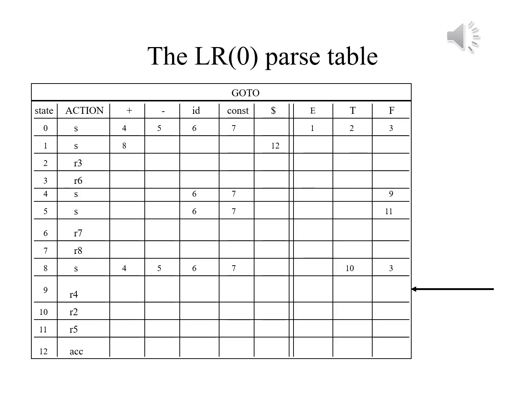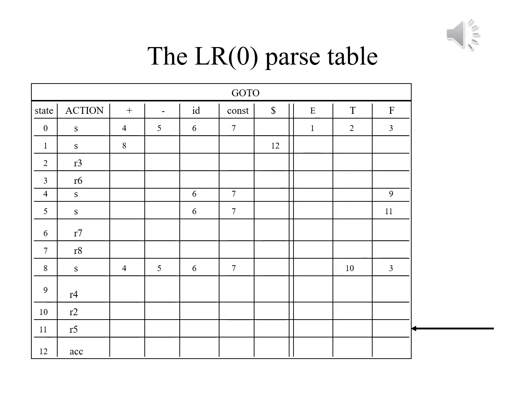State 9 has one final item, T derives plus F dot. Therefore, the action is reduce by production 4. State 10 has one final item, E derives E plus T dot. Therefore, the action is reduce by production 2. State 11 has one final item, T derives minus F dot. Therefore, the action is reduce by production 5.